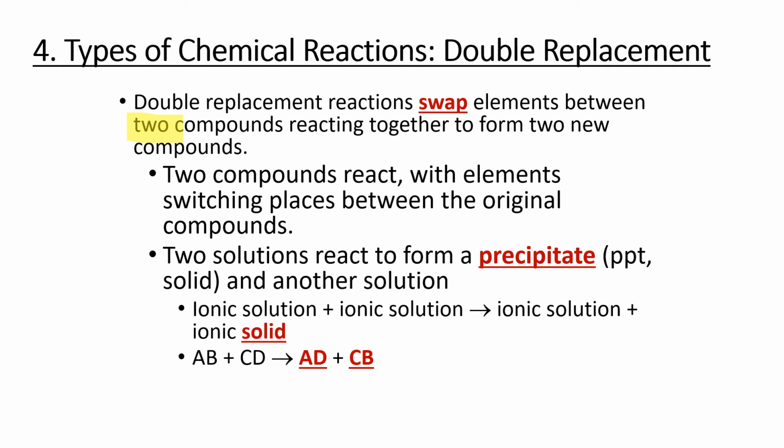So AB plus CD gives AD plus CB. Important to note that the metals at the beginning stay as the metals at the beginning. So A and C have been designated as metals because they're listed first in the ionic compounds, and then B and D would be the non-metals. And those are what's switching places here.